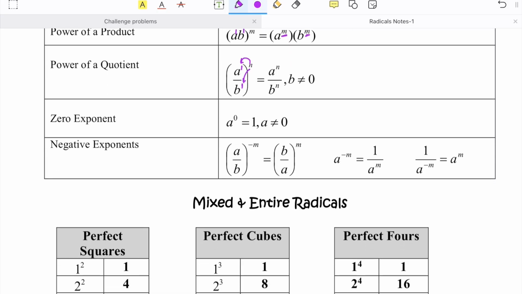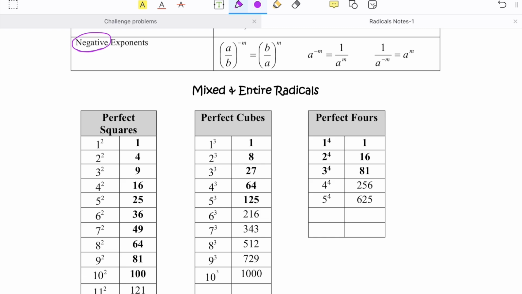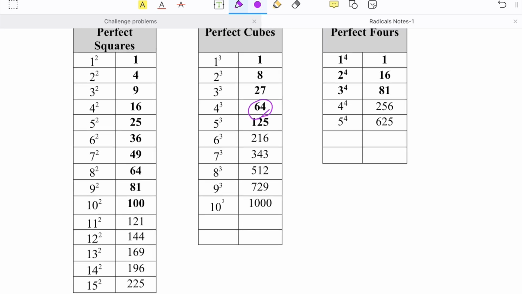Anything to the power of 0 is 1. We briefly touched on negative exponents earlier during mental math, remember? So when you have 3 to the power of negative 2, it'll be 1 over 3 squared. Flip it. So it'll be 1 over 9. Perfect squares and cubes are the ones where you look at the numbers and think, oh yeah, it could be a perfect square or cube.